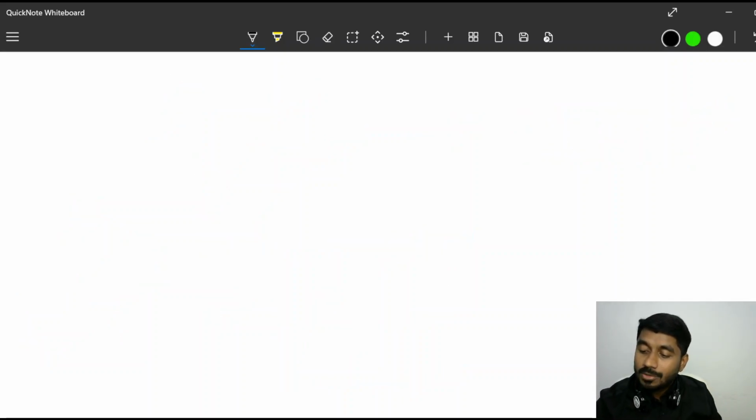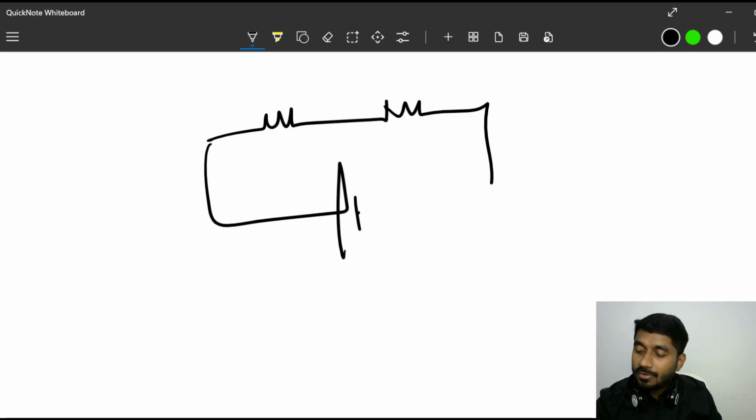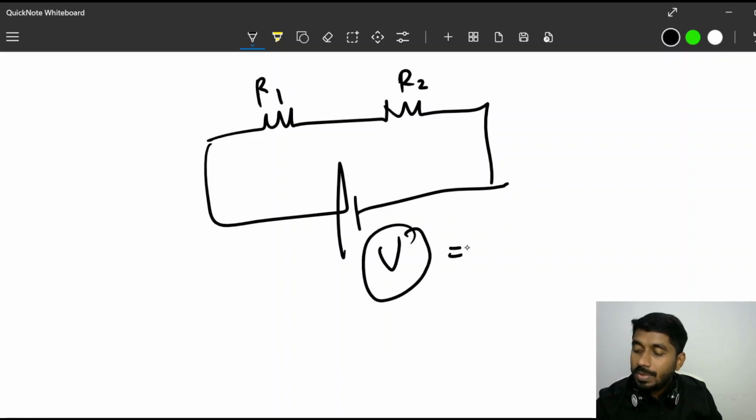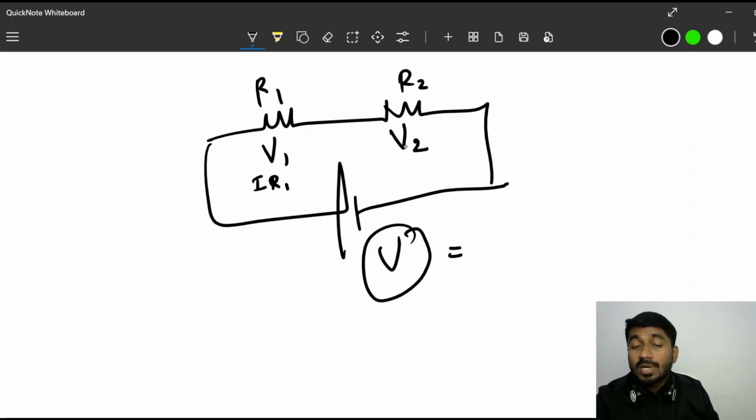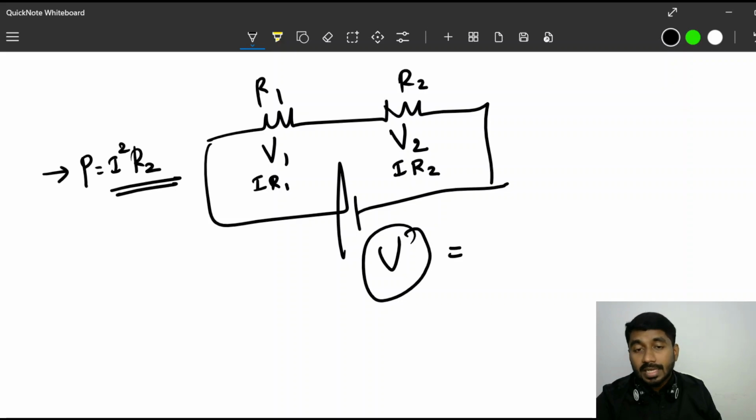Before going to the numericals, one more thing. If I am connecting two resistors, R1 and R2, to a battery of voltage V, the total voltage will be equal to the voltage across R1 plus the voltage across R2. The voltage across R1 is current into R1, and the voltage across R2 is current into R2. In some questions they will ask you to find the power delivered only on R2. At that time power is equal to I squared into R2. Don't get confused: power is equal to I squared into R2. You can find I using the general equation.